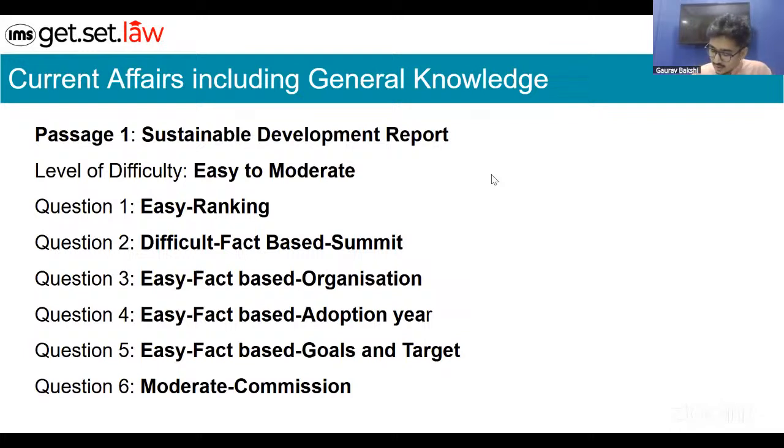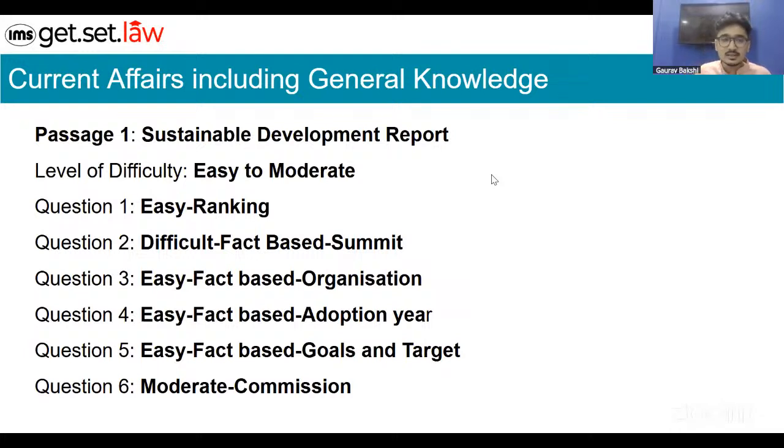Second question asked where the International Conference on Financing for Development is going to be held. Now, this could be said to be a little difficult question. We might not be able to go in that direction while reading about the Sustainable Development Goals or the Sustainable Development Report. The answer to this question is Sevilla, Spain. You can include it in your notes.